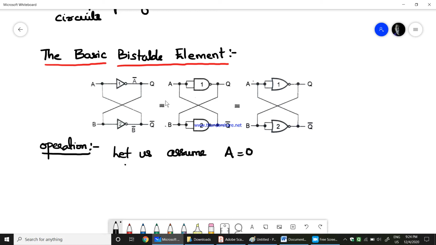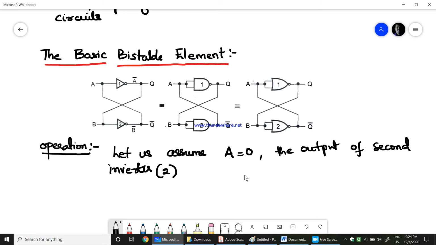When I assume the input A is equal to 0, in any of the above three bistable element diagrams, we see that the output of the second inverter, that is the second NOT gate, NAND gate or NOR gate, would also be 0.